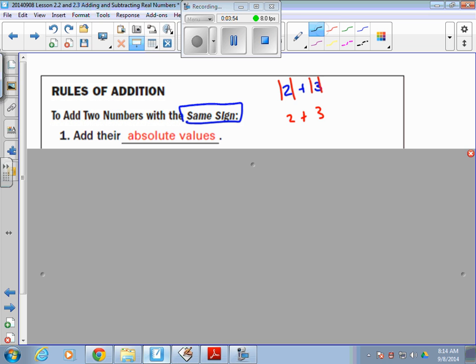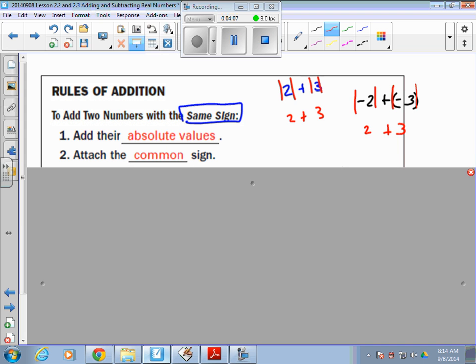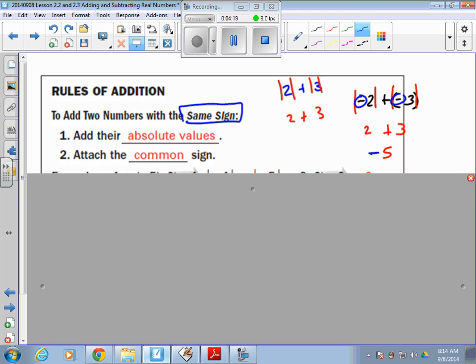But when you talk about negative numbers such as -2 plus -3, you're going to do the same thing. The absolute value is 2 plus the absolute value is 3. So we're going to add those numbers, and then we're going to attach the common sign. So we get to the number 5 for this one. The common sign for both of these is the one they have, which is -5. You attach the common sign.